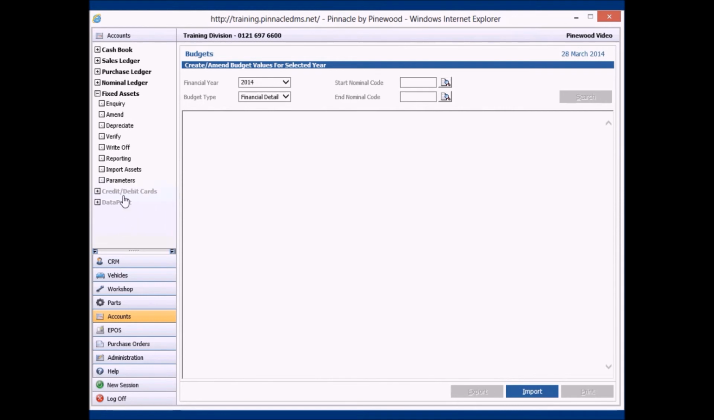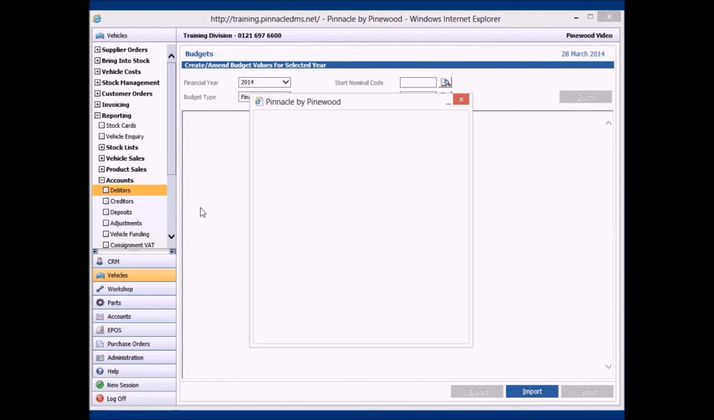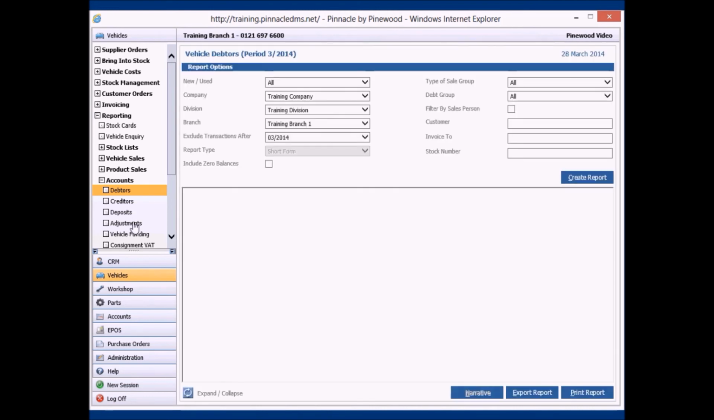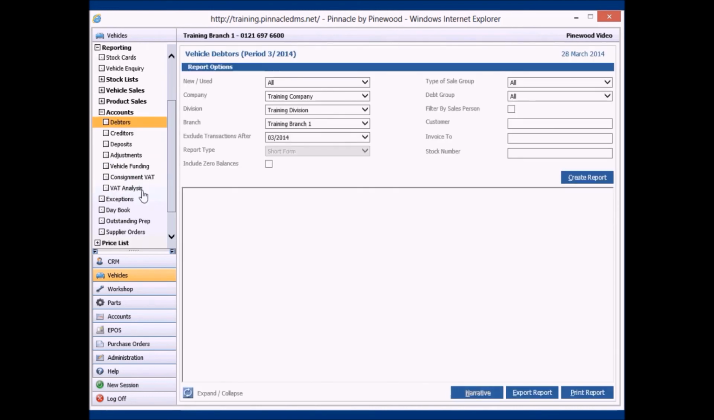Within fixed assets, we'll look at, first of all, the parameters that govern those, the creating of a fixed asset through Pinnacle, as well as the importing of assets, writing off assets, and reporting on all assets, as well as running your depreciation each month. The last lot of accounting reports we'll look at are within the vehicles module, and these are the debtors reports, creditors reports, any vehicle adjustments reports, consignment VAT and VAT analysis, as well as the vehicle ledger month-end process.